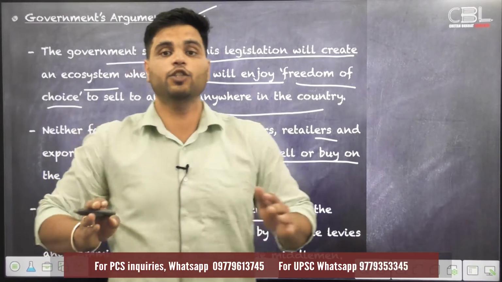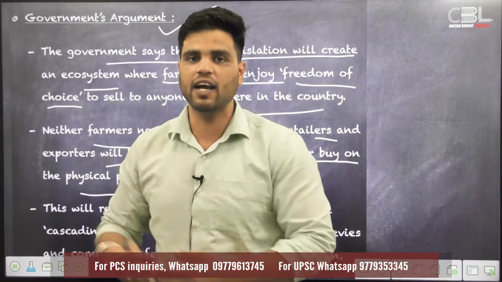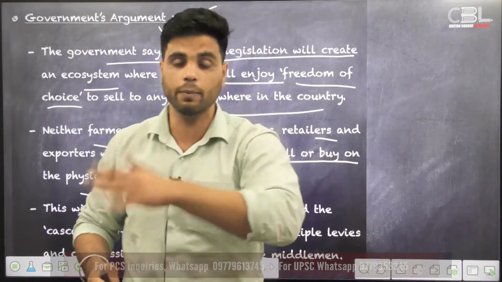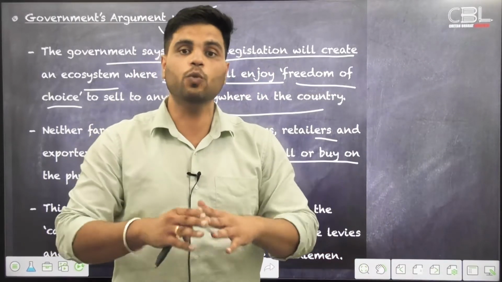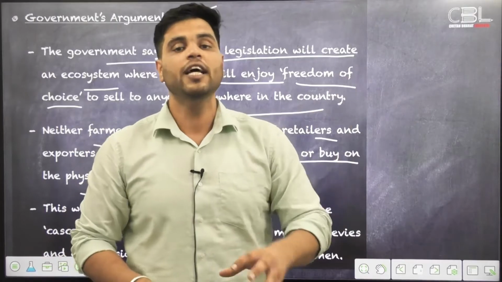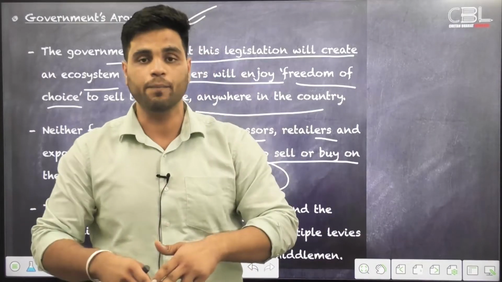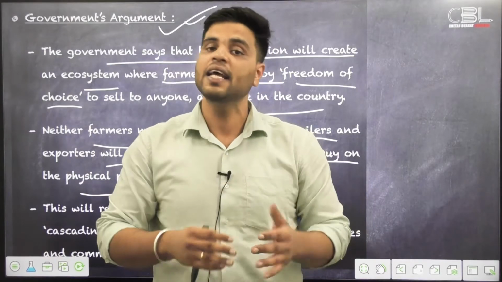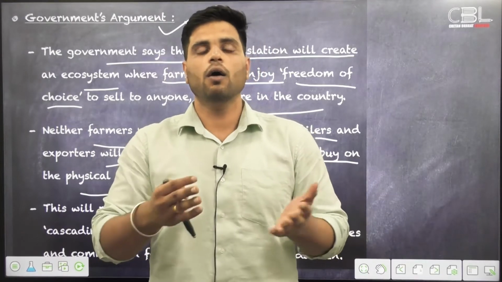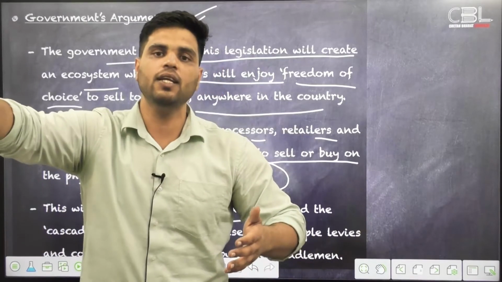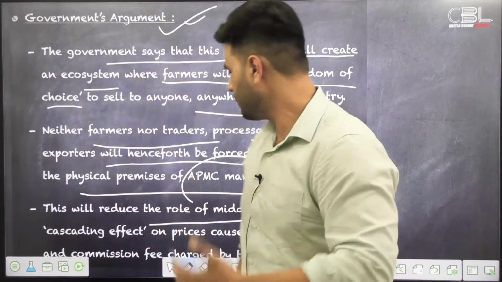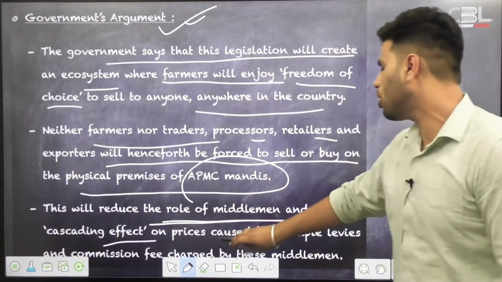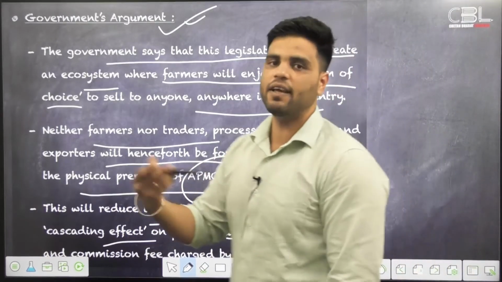Earlier, they had a privileged position. They had their links with the state government and they used to get license from APMC, the Agricultural Produce Marketing Committee. Their privileged position was protected because farmers were forced to sell their produce through them only. Now the government has sidestepped them, the government has bypassed them, and government is saying that farmers can sell their produce bypassing these APMC mandi wholesalers, Aartiyas. Okay. So this will reduce the role of middlemen and the cascading effect on prices caused by multiple levels.